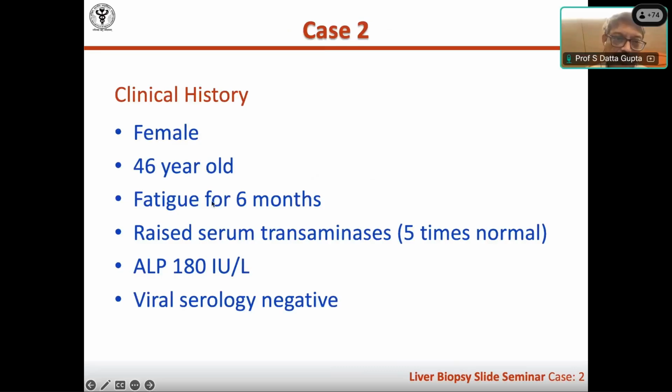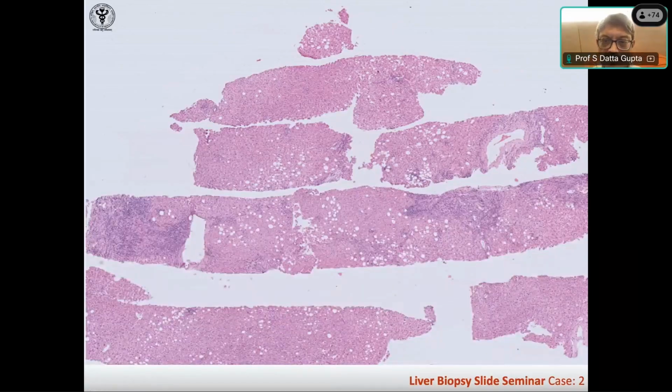Okay. We'll go to case 2. I think this will be the last case. Then we'll close, and we'll do the rest next time. This is a 46-year-old female, fatigue for 6 months, 5 times normal serum transaminase. Alkaline phosphatase is 180. Viral serology is negative. So this is the liver biopsy.